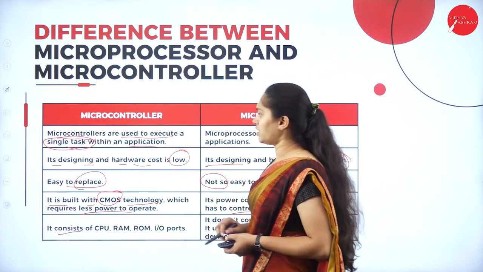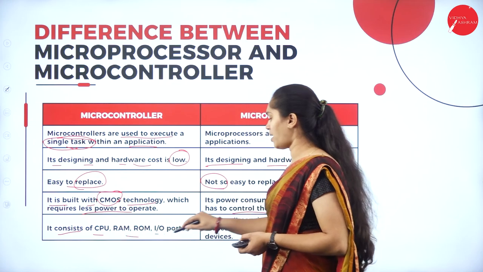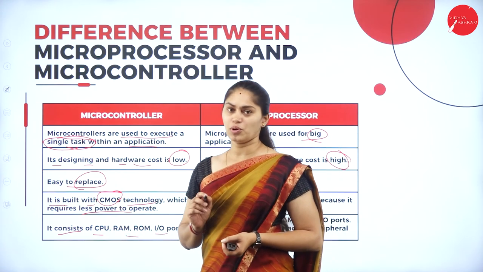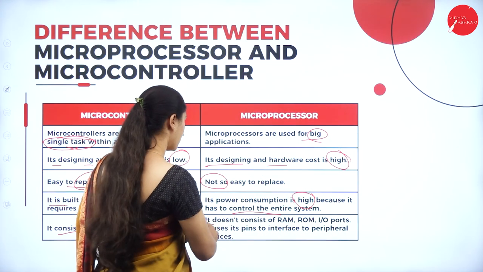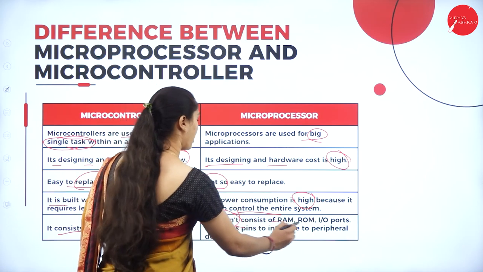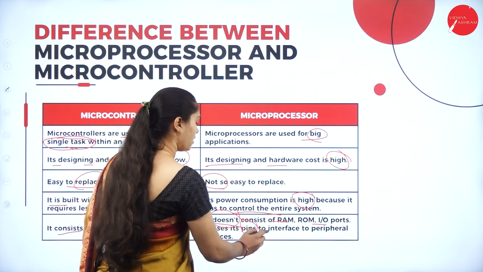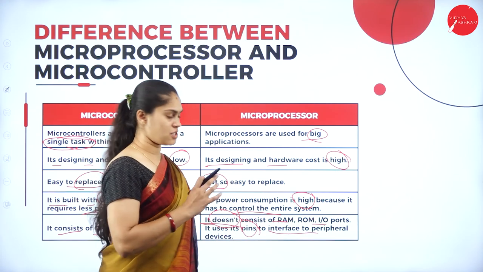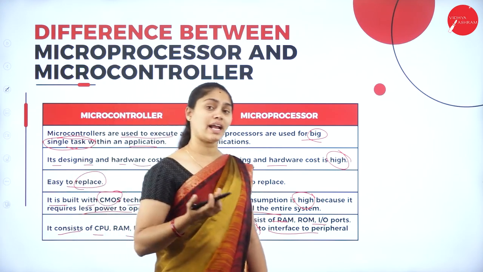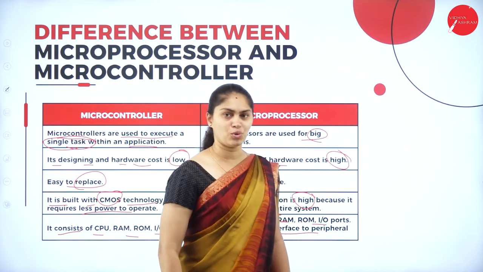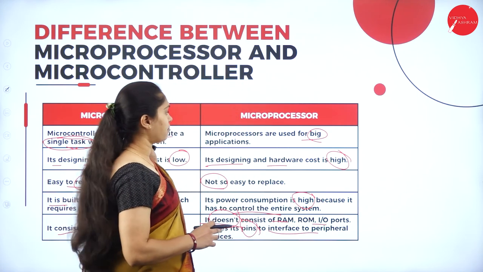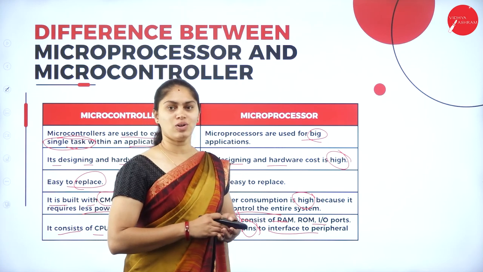And also this microcontroller consists of CPU, RAM, ROM and input-output ports. But the microprocessor does not consist of RAM, ROM or input-output ports. So it mainly uses pins in order to act as an interface to the peripheral devices or external devices of a computer. So these are the differences between microprocessor and microcontroller.